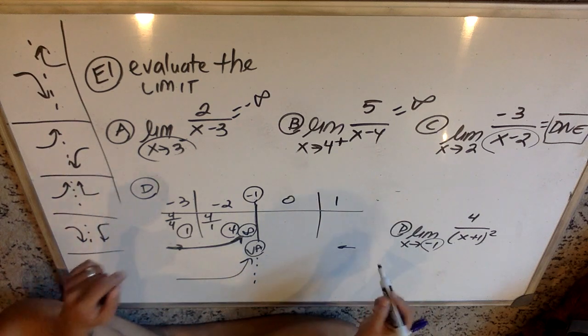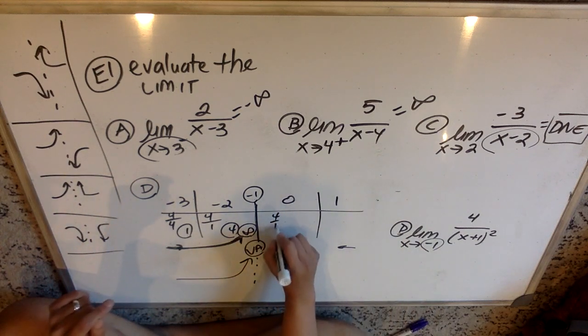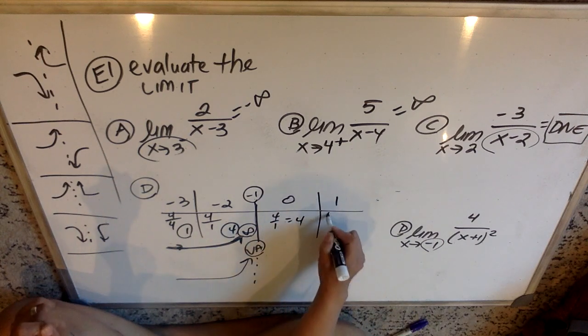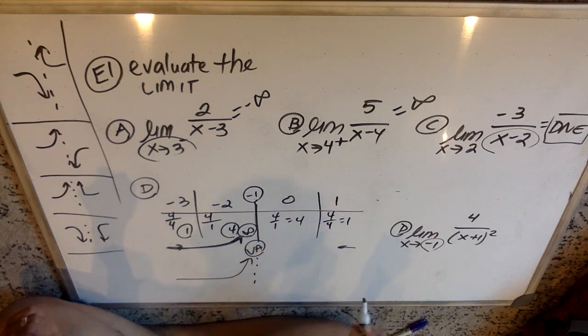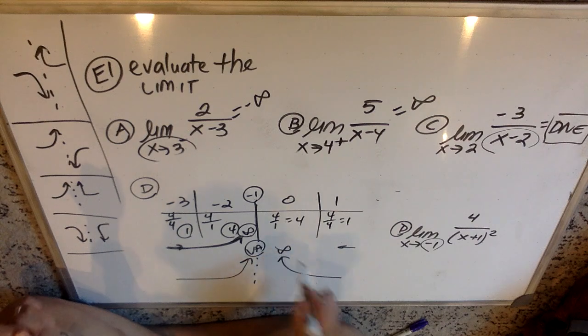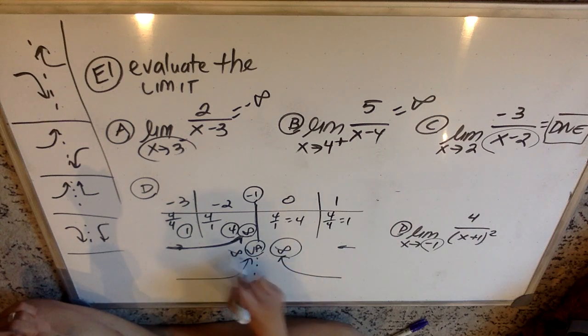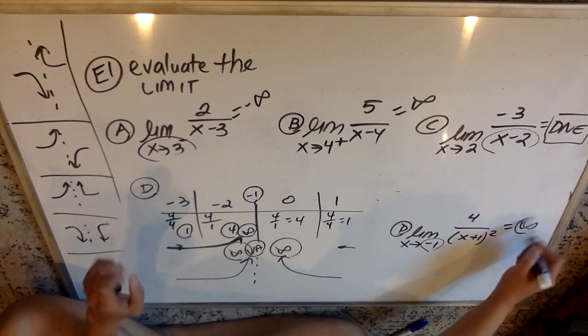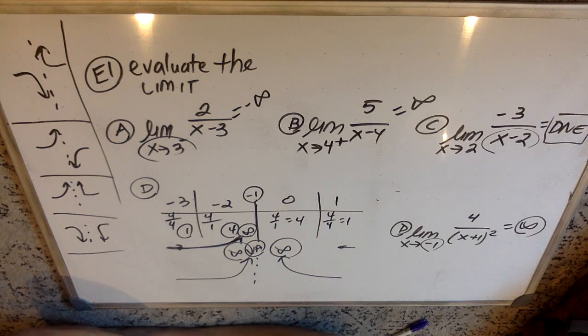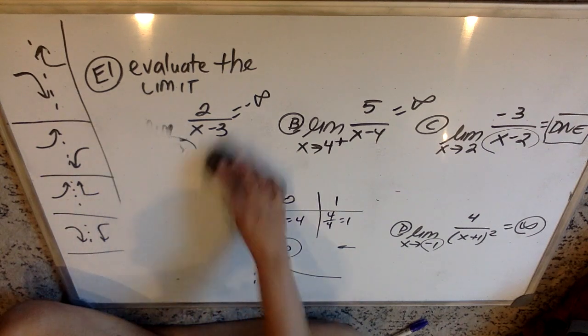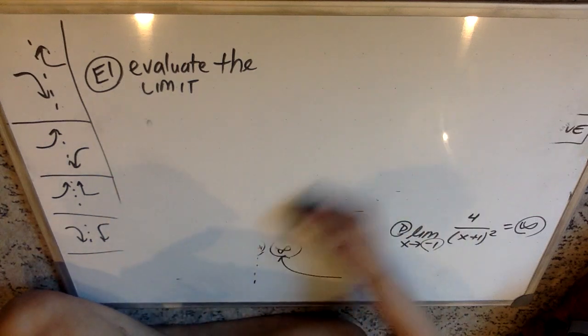Okay. And then when I plug in 0, I get 4 over 1, which is a 4. And when I plug in 1, I get 4 over 4, which is a 1. So again, my values are going up. Both sides are going to infinity, so that means the double-sided limit is infinity. Okay? All right. So let me give you a P1 that's the same basic concept. Again, I'll leave these 4 diagrams up here so that you can see them.